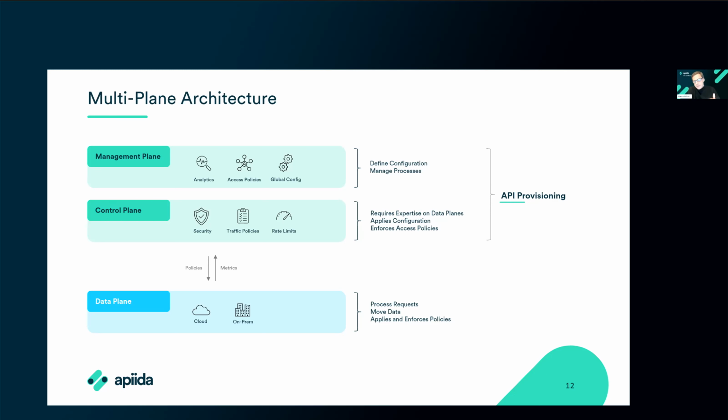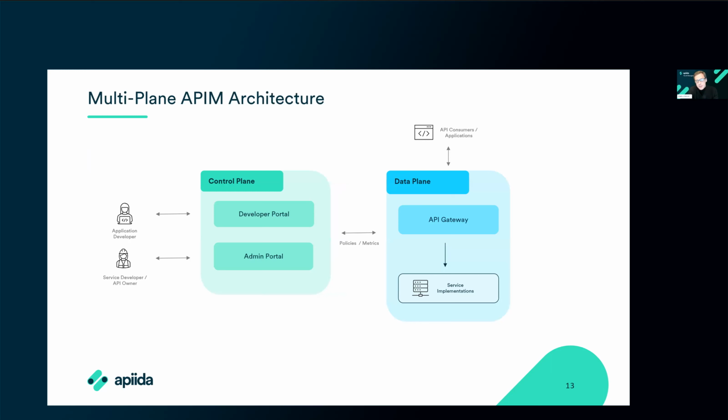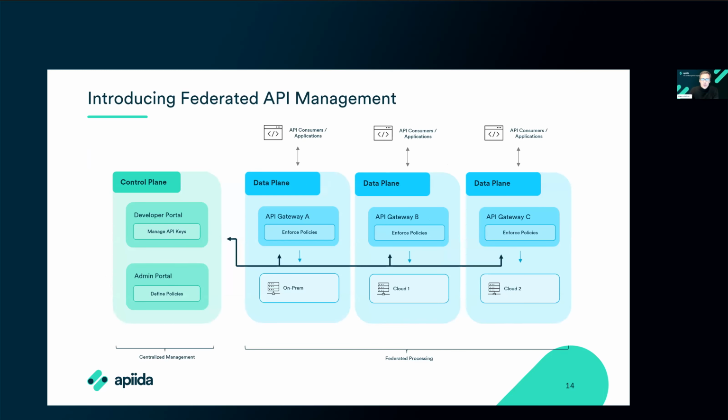If we take this generic architecture, you can find that in many, many places in IT, network administration, and cloud administration. They are all built upon those same principles. If we apply that to API management, it looks something like this. We have taken the management plane and the control plane into one because they overlap a lot. So you have a developer portal and an administration portal, and that talks to one or multiple data planes. This architecture is called Federated API management, and this webinar series is based on Federated API management.